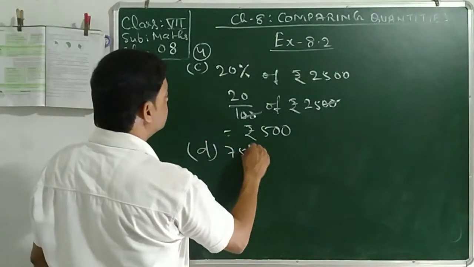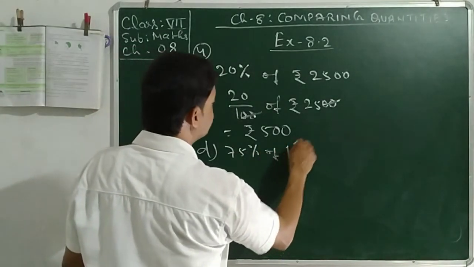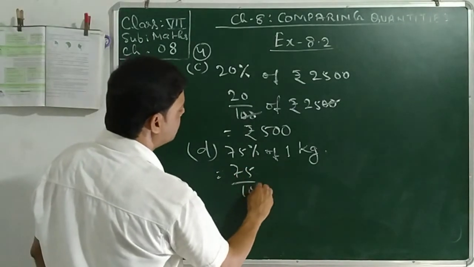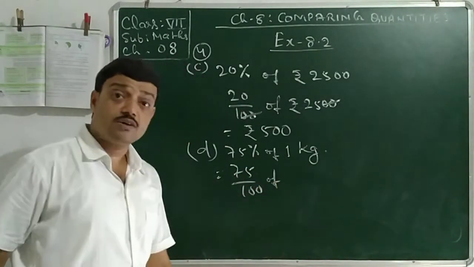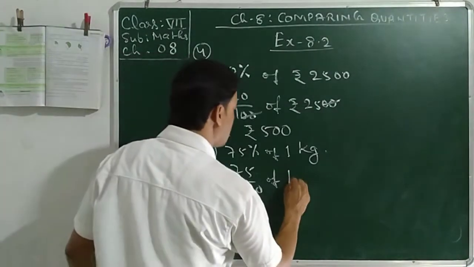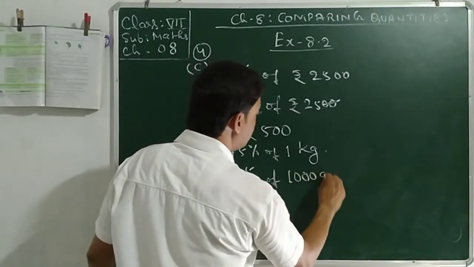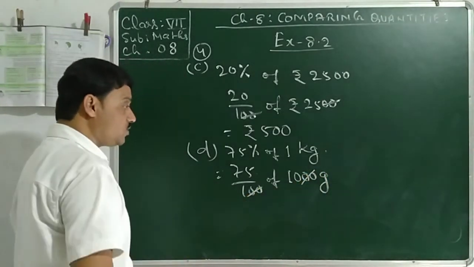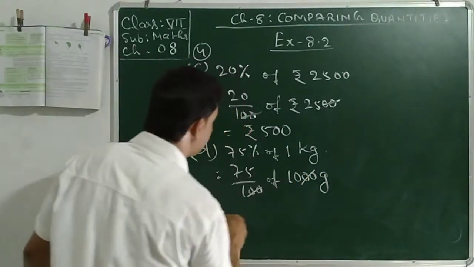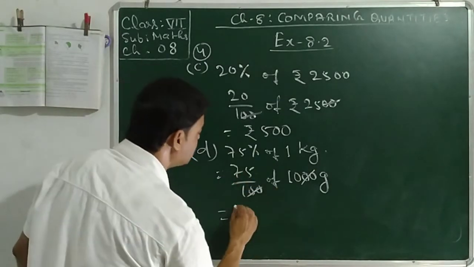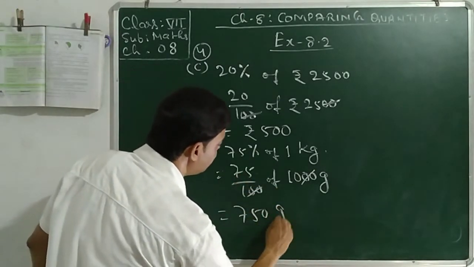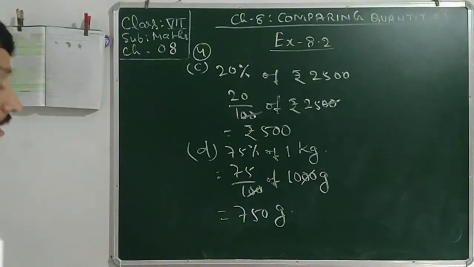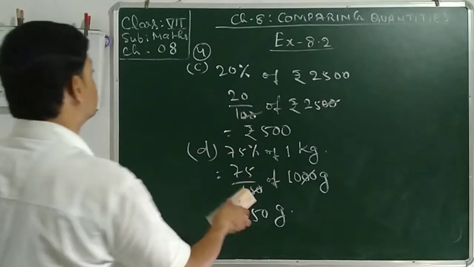75% of 1 kg, that is 75/100 of 1 kg. You can write 1 kg as 1000 gram for convenience, and these two zeros are reduced now, so you will get here 75 into 10, that is 750 gram. Complete the 4 number. Now come to the 5 number sum.